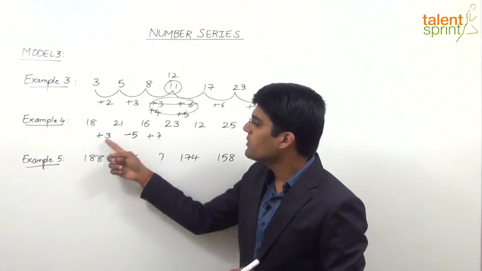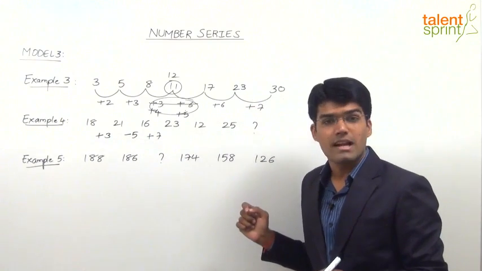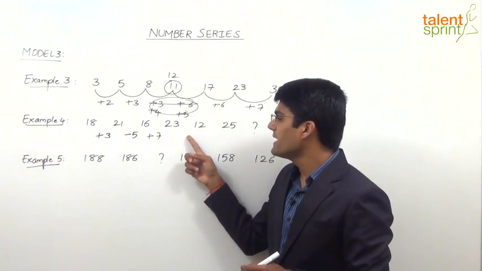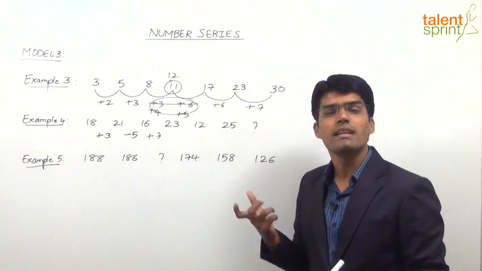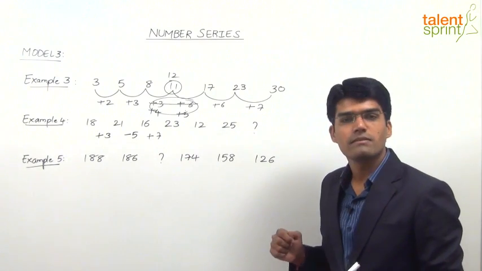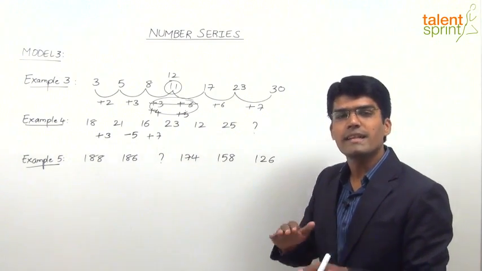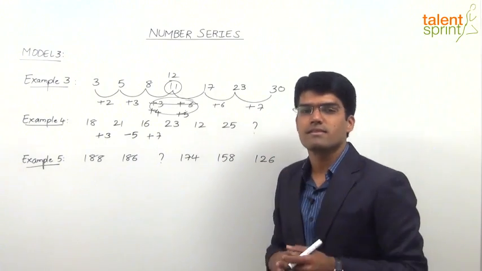Why? Because the magnitudes here are all odd numbers starting from 3. So the next one, if we take it as minus 9, 23 minus 9 will be 14. But the given number is 12. That means very clearly the trial that we have made with odd numbers is the wrong one.